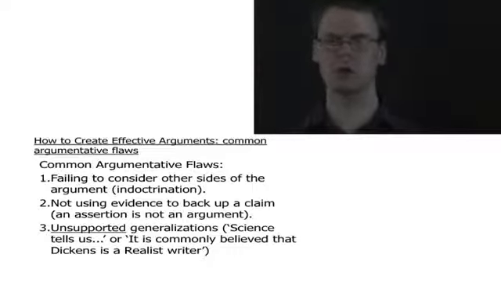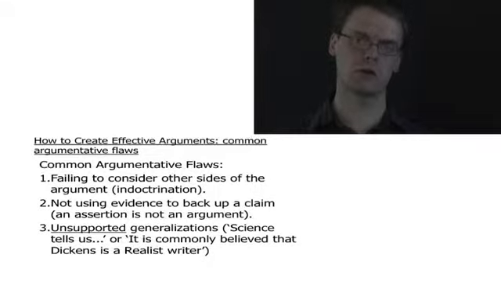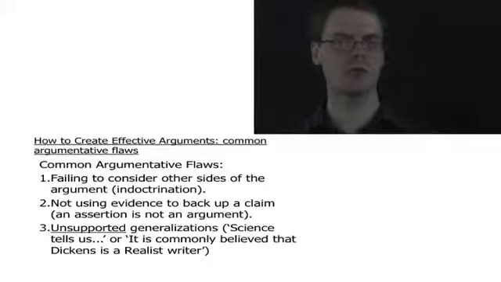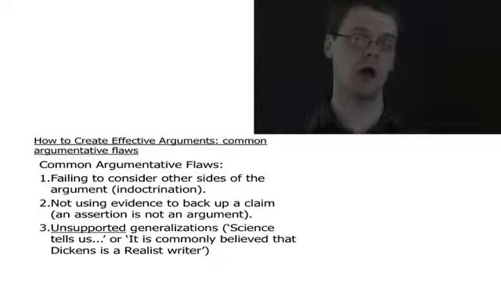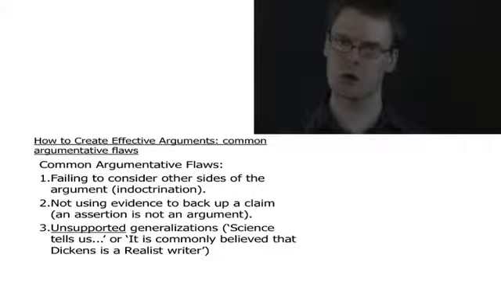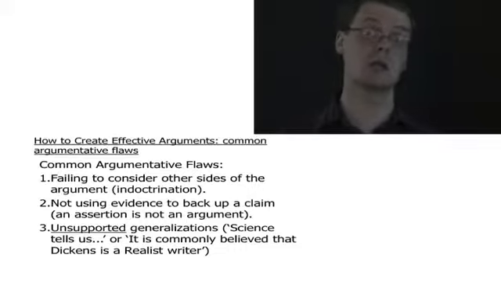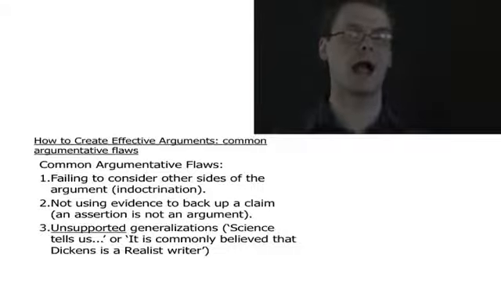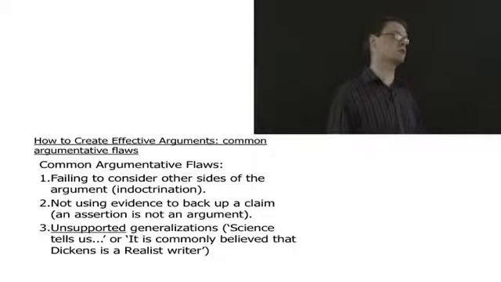Now, the second argumentative flaw that people fall into is not actually providing any evidence to back up their claims. So this is the difference between an assertion and an argument, okay? Both are saying that something is true, but an assertion merely states that it is true. An argument backs this assertion up with evidence. Okay, so that's the difference.